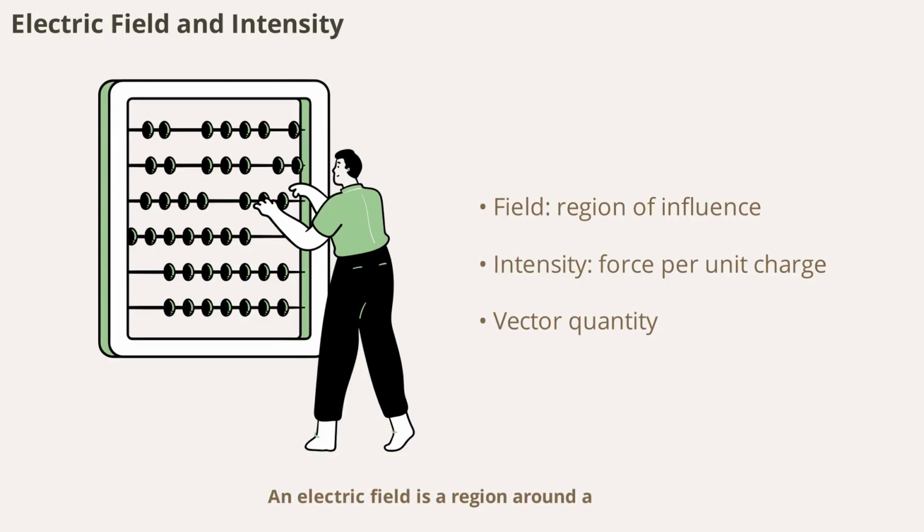Electric field is a region around a charged object where other charges experience a force. The electric field intensity at a point is defined as the force experienced by a unit positive charge placed at that point. It's a vector quantity, meaning it has both magnitude and direction. The concept of the electric field helps us visualize and calculate the influence of charges without direct contact, making it easier to analyze complex arrangements of charges.